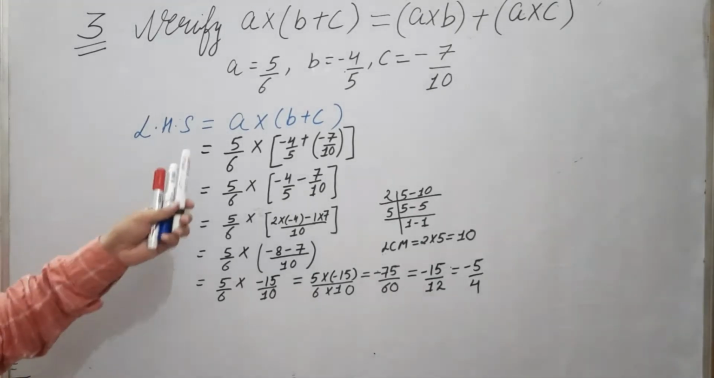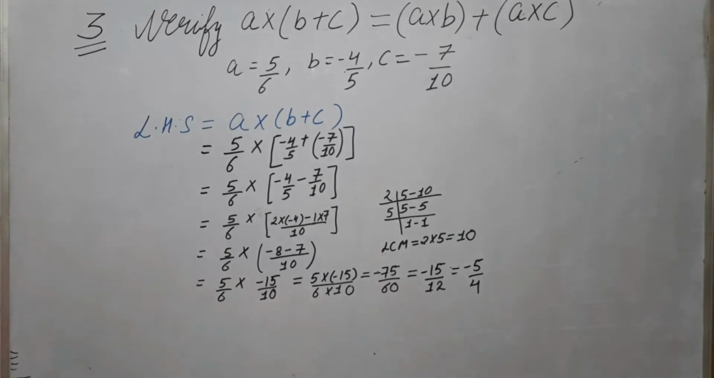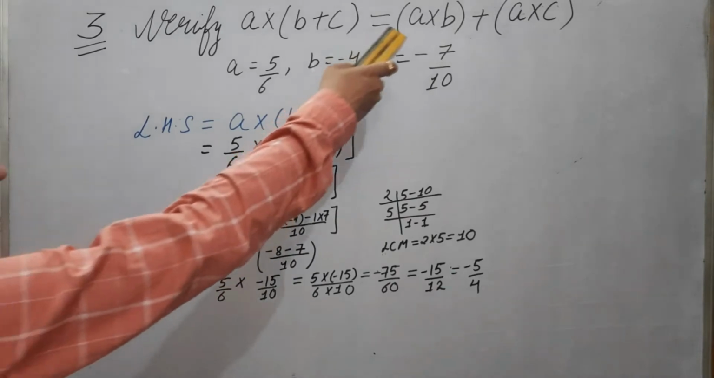Right? So this is A multiply B plus C. A multiply B plus C. Now we will see the right hand side.